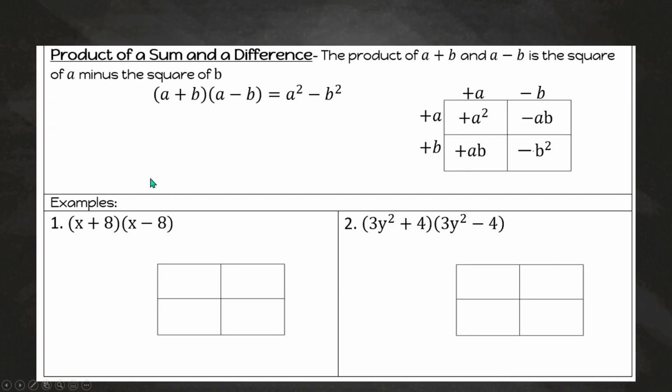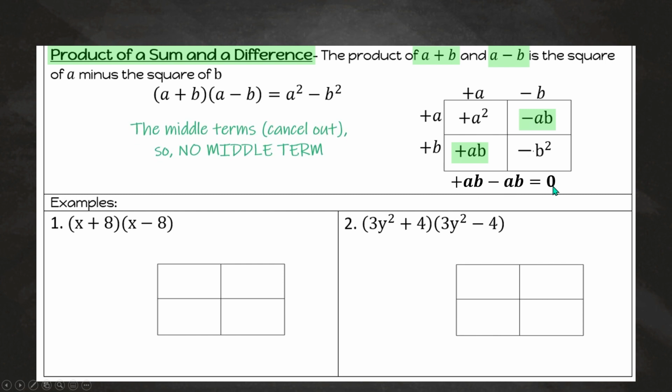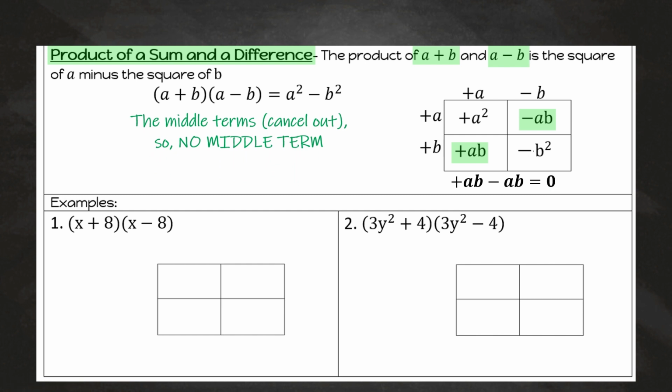All right, finally, we have my favorite, which is the product of a sum and a difference. So the product of a plus b and a minus b is the square of a minus the square of b. So what happens here is that our middle term cancels out. It goes away because we have a positive ab and a negative ab. And when I combine those two, I get 0. So the middle term cancels out. So there will not be a middle term.